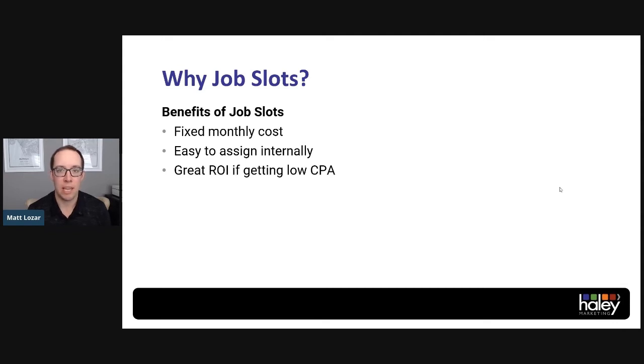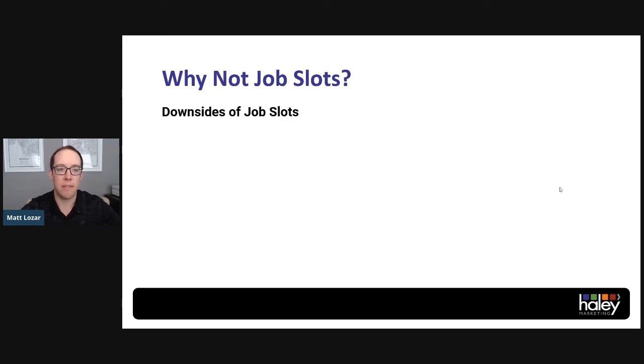Look at how many applications you've had for the month and just do some simple math. Spend divided by applications will get you that low CPA. If companies are swapping jobs in and out throughout the month on a job slots model, we've seen some great ROI there. Important to know what your ROI is there to make sure you're getting a lot of the benefits.